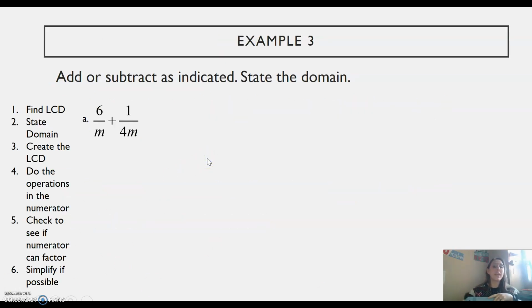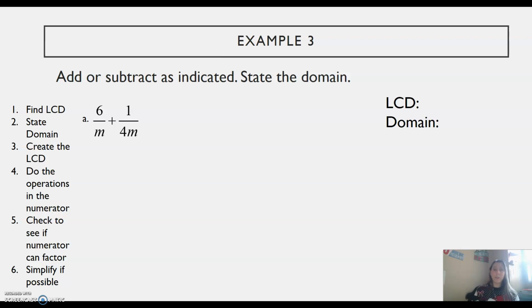Okay, so right here are the steps that you're going to want to do. Step 1, we need to find the least common denominator. I don't know why I say lowest. Then we want to state the domain. Then we're going to create the LCD in our fractions so that we can add or subtract them. Then we're going to do the operations that are in the numerator. We're not going to worry about the denominator once we created the LCD. Then we're going to check to see if the numerator can factor. Then we'll simplify where possible.